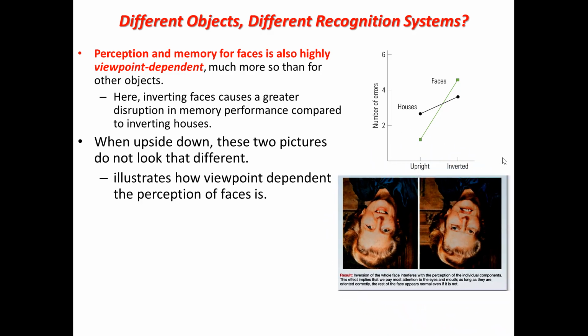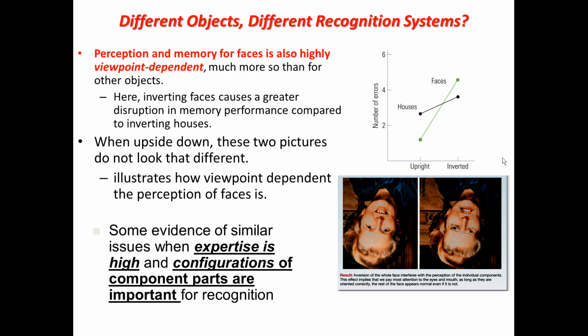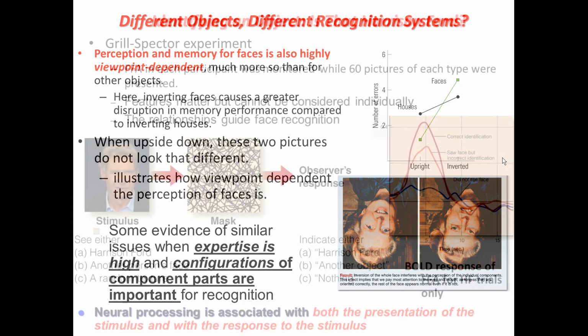One more time. Clearly then, inversion of the whole face interferes with the perception of the individual components. Here you are looking at the whole face much more holistically and not paying as much attention to individual features. As long as they are oriented correctly, the face looks pretty normal. So it seems that the brain has specialized modules that can process face stimuli much more holistically. There's some evidence that the same thing happens for other stimuli in which we develop a lot of expertise, and configurations of component parts are more important than individual parts or features.